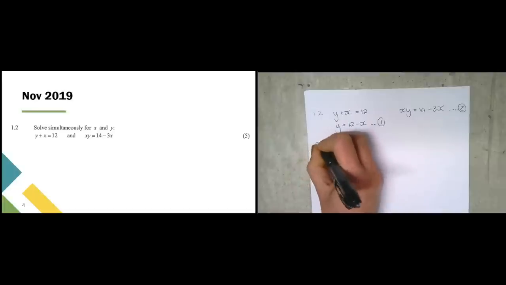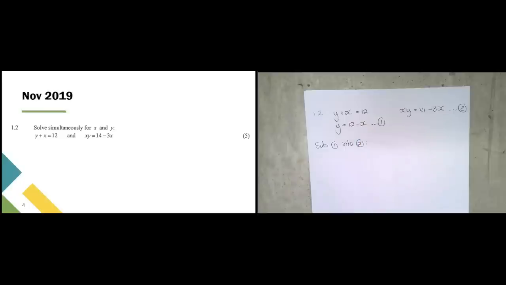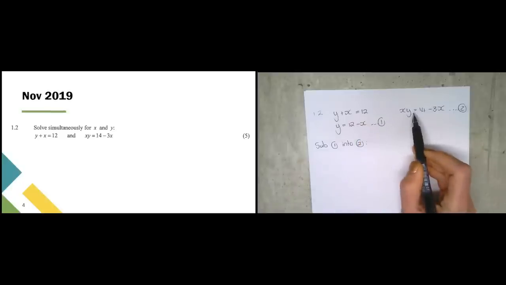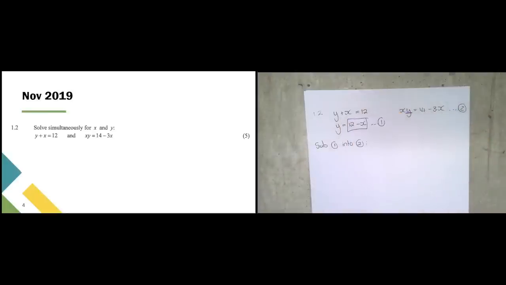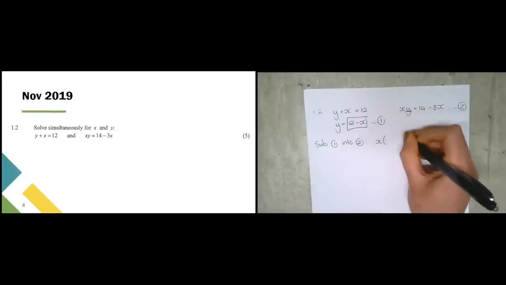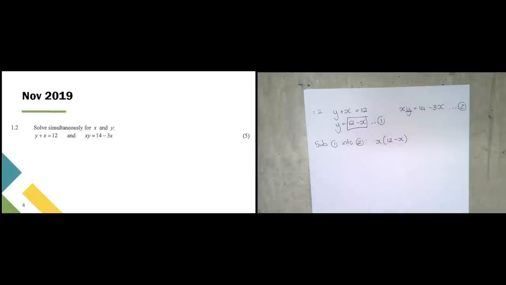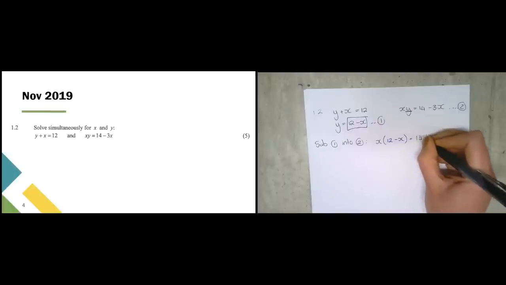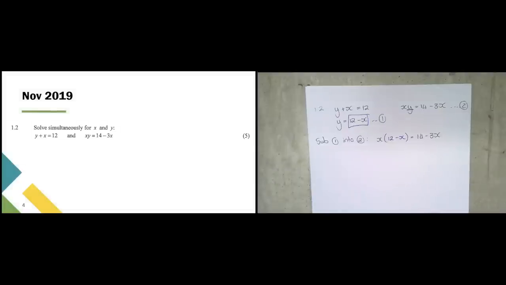Second step, substitution. I'm going to sub equation 1 into equation 2. What does that mean again? In equation 2, everywhere I see a y, I'm now going to replace the y with what? 12 minus x. So how would it look? It would look x, bracket for my substitution. In the bracket, I'm replacing the y with 12 minus x, equals 14 minus 3x. And now we're exactly where we were with the previous sum. Multiply out your brackets, solve your equation, and remember to also calculate your y values.